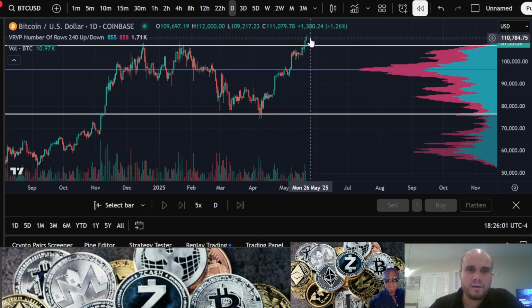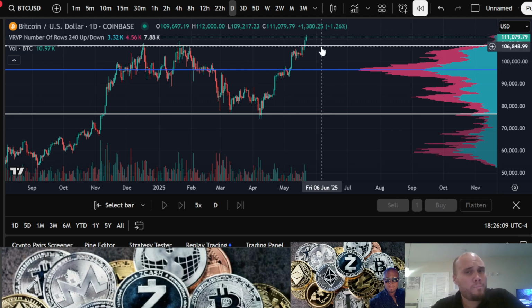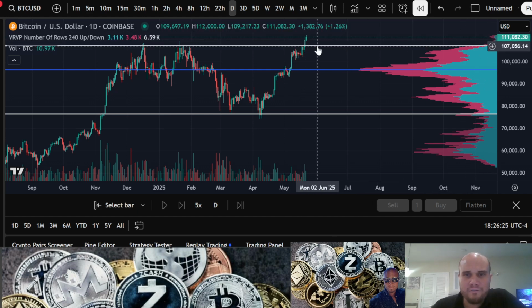And now we're kind of in undiscovered price discovery mode here, with Bitcoin being about $111,000. What we want to see here with Bitcoin is that we want to actually start creating some more volume above the value area high, because if we're not able to create volume above the value area high, if we're not able to get a high volume node above the value area high, then we're probably going to end up coming right back down to the value area high at $107,000.